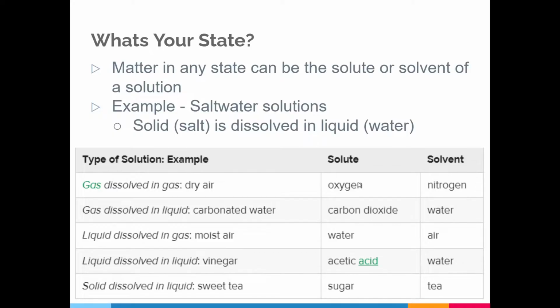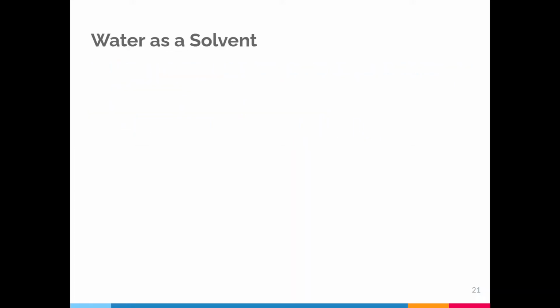If you enjoy carbonated beverages, such as a Coca-Cola or Dr Pepper, that is actually what makes it fizzy, is dissolved CO2, carbon dioxide. Liquid dissolved in gas will be moist air. So if you ever breathe on a mirror or a window and you see it fog up, that is because you're breathing out a liquid dissolved in gas. Liquid dissolved in liquid would be vinegar. Solid dissolved in liquid will be something like sweet tea or salt water. You can also have gas dissolved in liquid and it can be a foam sometimes.